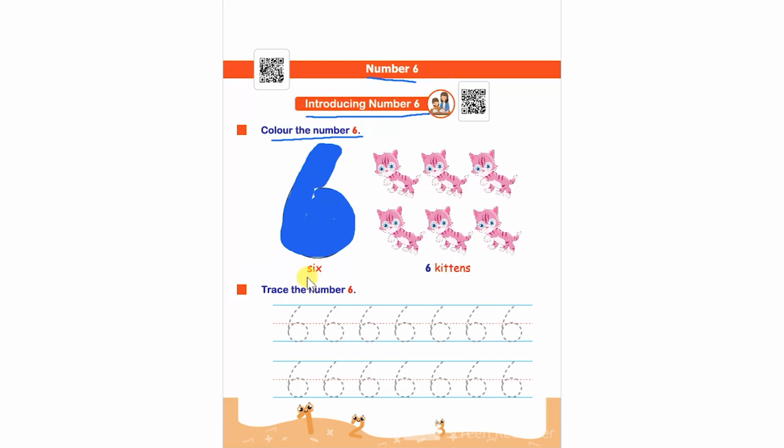After that, they have to read 6 and please emphasize them to look at the 6 kittens over here just to visualize their understanding. Trace the number 6. So here the child has to trace the given number 6 like this and they have to complete doing the tracing practice in the first two rows.